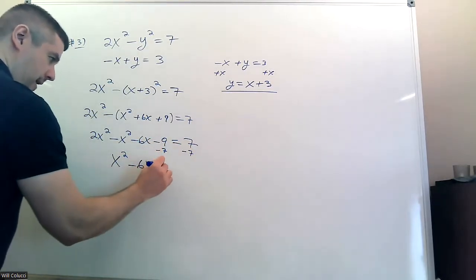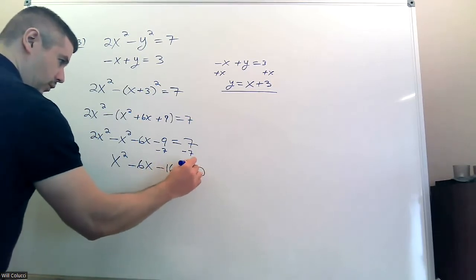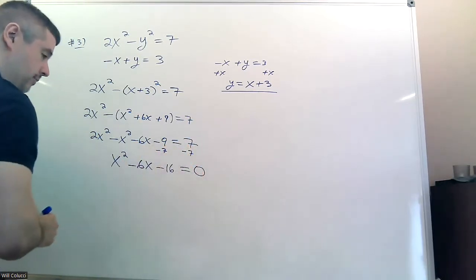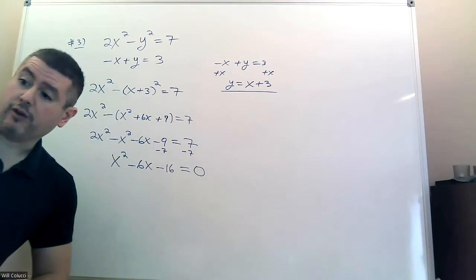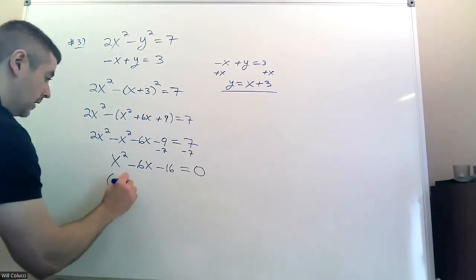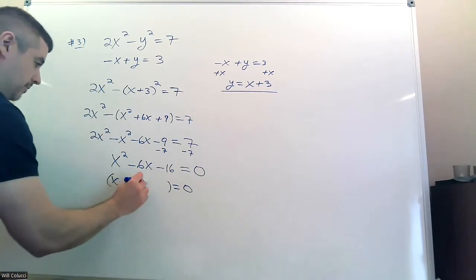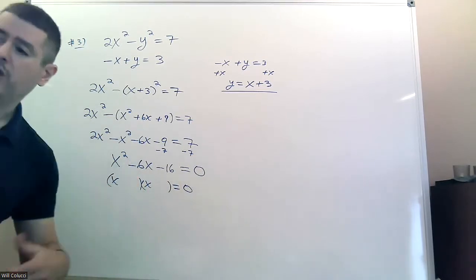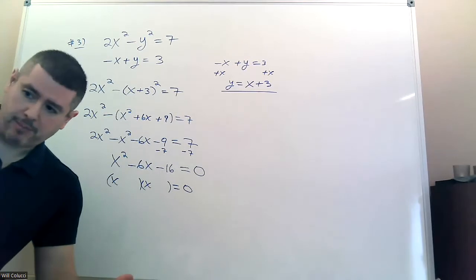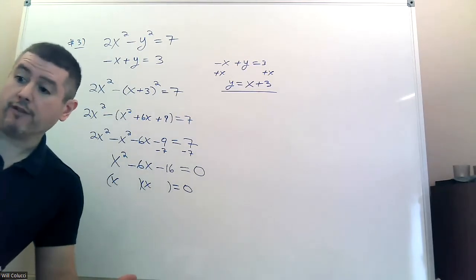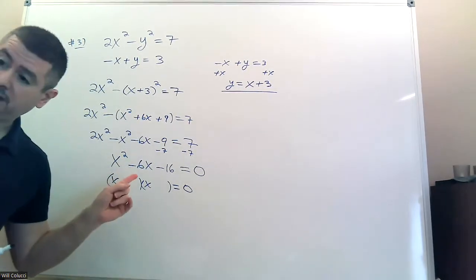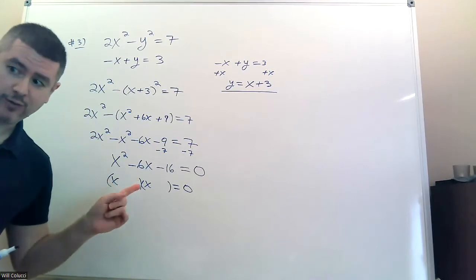Negative 9 and negative 7 make negative 16. Equals 0 now, right? 7 minus 7 is 0. That's the goal, right? Set equal to 0, factor it. So you're looking for numbers whose product is 16 and the sum is 6. 1 and 16, they make a 17 or a 15. 4 and 4, they either make 8 or 0. So it ain't 4 and 4.